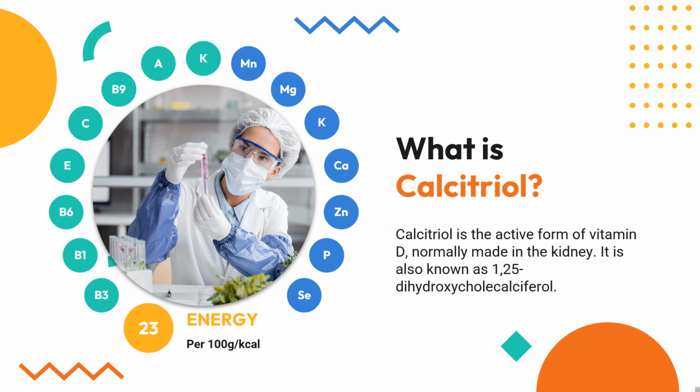Calcitriol was identified as the active form of vitamin D in 1971, and the drug was approved for medical use in the United States in 1978. It is available as a generic medication. In 2020, it was the 277th most commonly prescribed medicine in the United States, with more than 1 million prescriptions. It is on the World Health Organization's list of essential medicines.